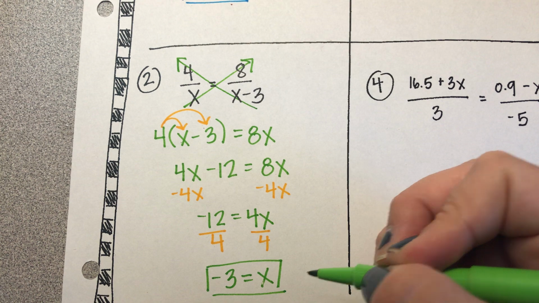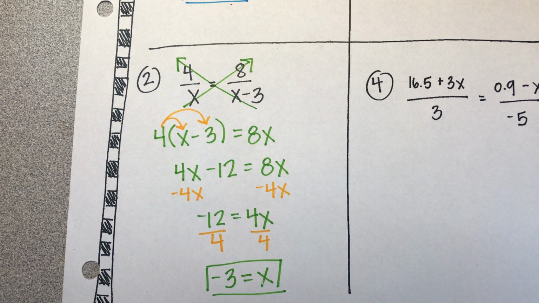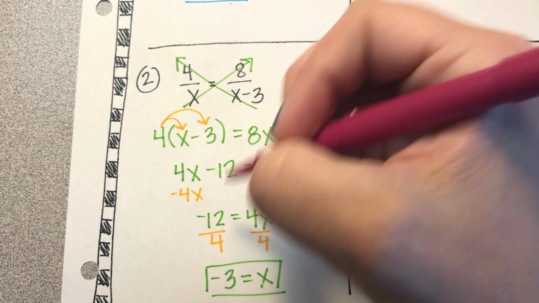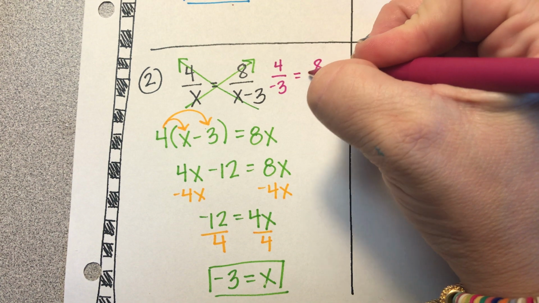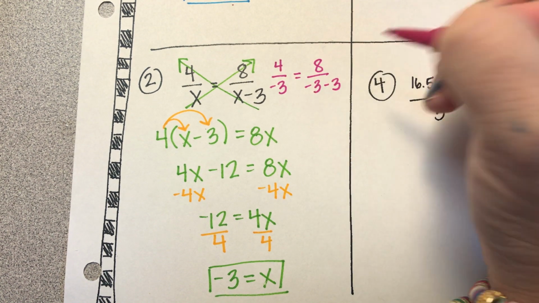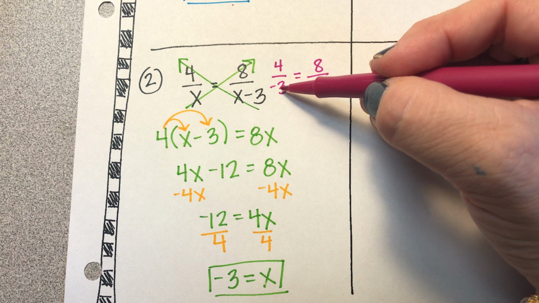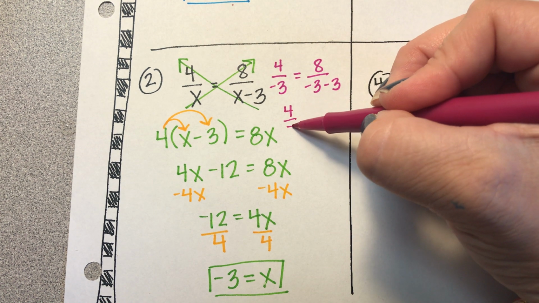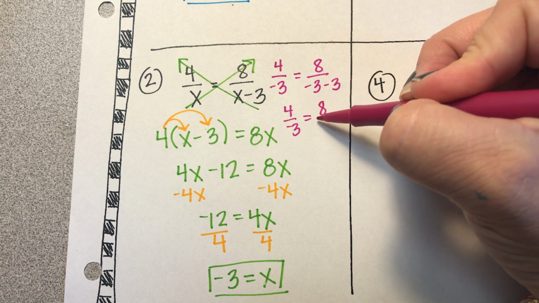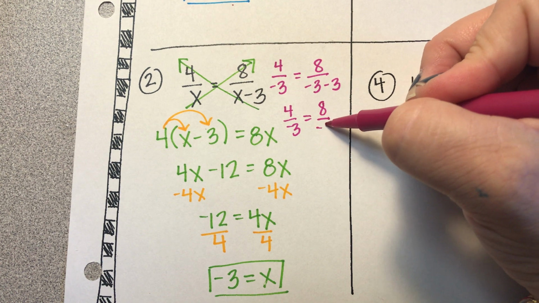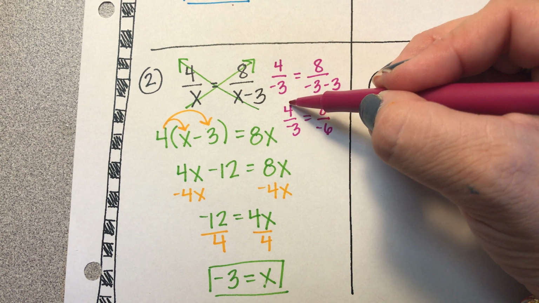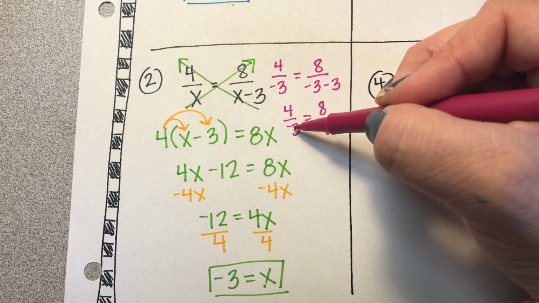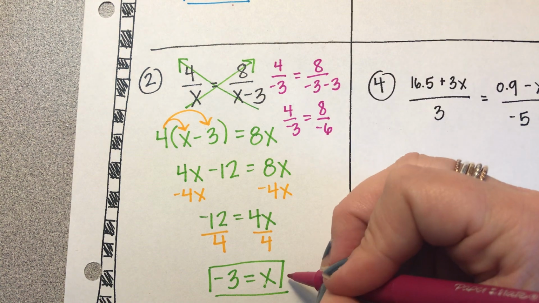And remember, I've talked about how much I love equations because you can check and see if you're correct. So I'm going to plug in a negative 3. 4 over negative 3 equals 8 over negative 3 minus 3. So let's look. 4 over negative 3 equals 8 over, what should it be? Negative 6, right? Negative 3 minus 3 is negative 6. 4 times 2 is 8. Negative 3 times 2 is negative 6. So I know that I got it right.